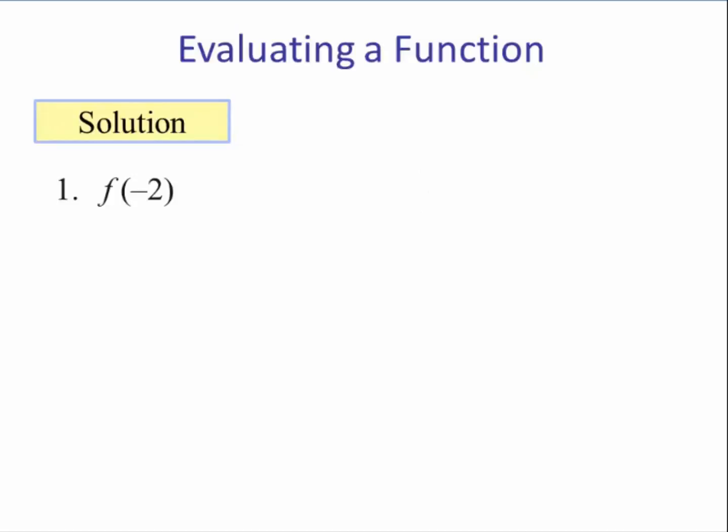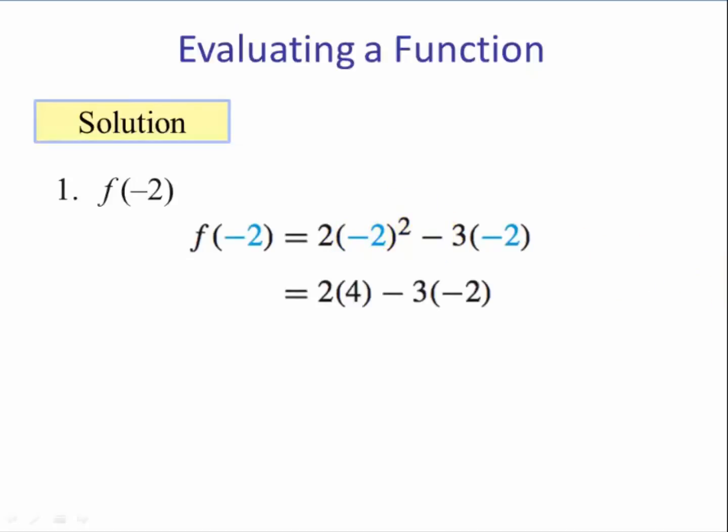So number 1, f of negative 2. Following the order of operations, we have to compute powers before we multiply. So negative 2 squared becomes 4. Now we multiply. So we get 8 plus 6, which is 14. So f of negative 2 equals 14.